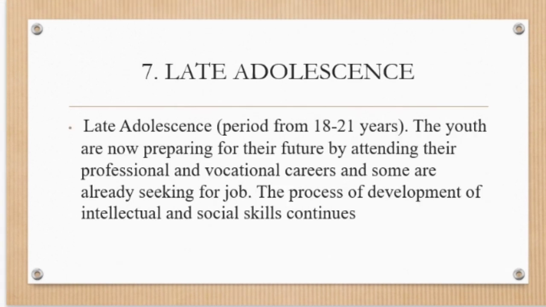Number 7, late adolescence. Late adolescence, period from 18 to 21 years. The youth are now preparing for their future by attending their professional and vocational careers, and some are already seeking a job. The process of development of intellectual and social skills continues.